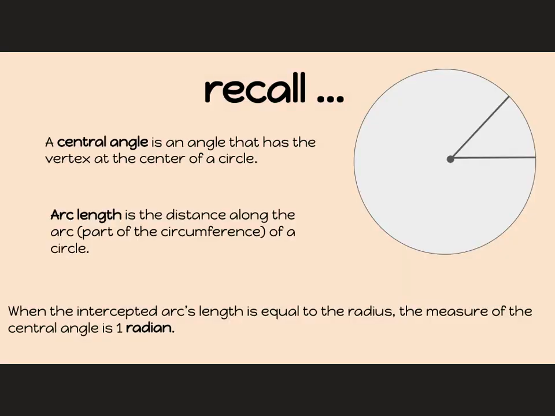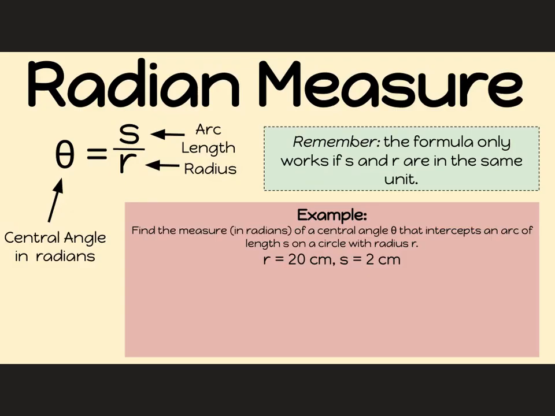Some other things we talked about: a central angle is an angle that has its vertex at the center of a circle. So this angle right here is considered the central angle. An arc length is the distance along the arc. So if we were talking about arc length, we would be talking about this right here. And we said when the intercepted arc's length is equal to the radius, the measure of the central angle is 1 radian. One of the first things we learned was radian measure.